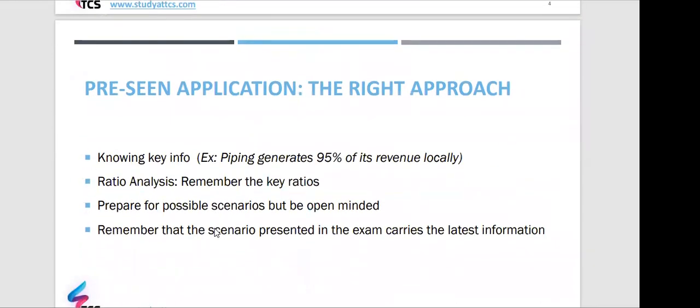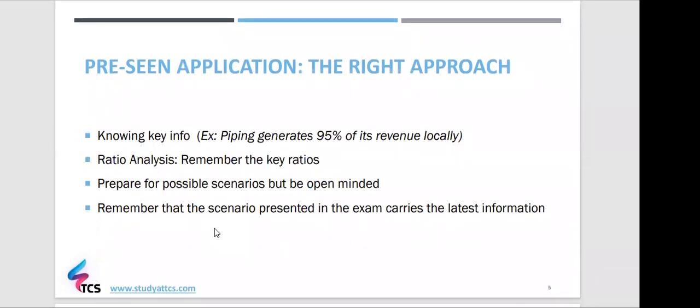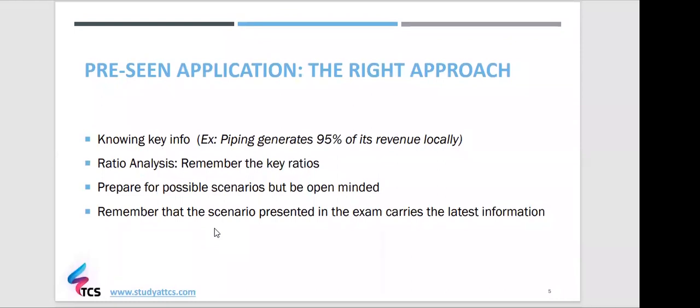Okay. Right. Then we are moving on to another area when it comes to writing answers, which is about pre-seen application. What's the right approach? First things first, you need to know your key information. For example, Piping generates 95% of its revenue locally. So from where did I get this information? From the pre-seen. So you need to know your pre-seen properly.